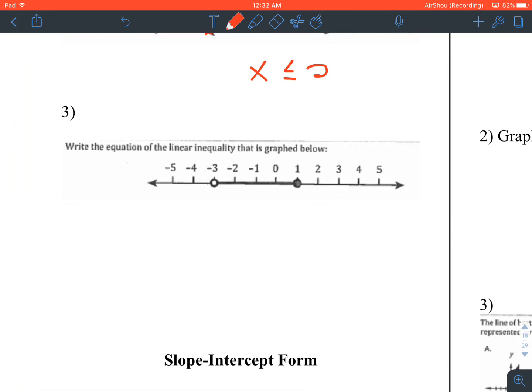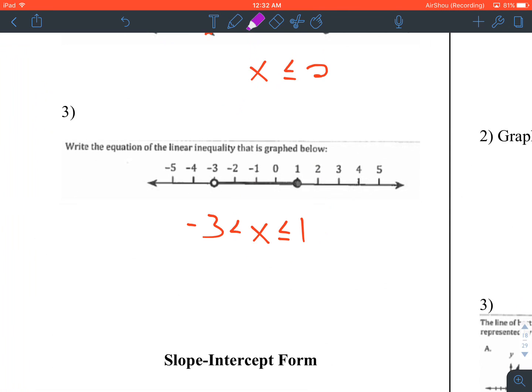Number 3, we have a starting point. We have an ending point. The arrow does not go on forever. So x is in the middle. X is less than or equal to 1. That's this part. Also, x is greater than negative 3.